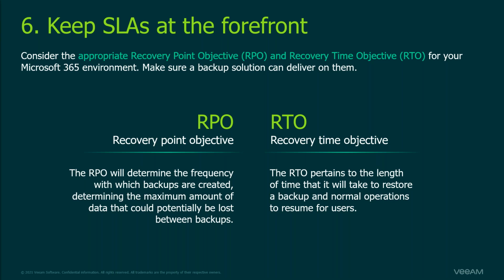The RTO pertains to the length of time that it will take to restore a backup and for normal operation to resume for users. So we will give you the guarantee, the assurance about the RTO, how quickly you can recover the data for your entire mailboxes. For example, if the on-premises Exchange server is down and you want to recover your entire mailbox onto the on-premises, you can recover the data as quickly as possible with the help of the Veeam application or the Veeam backup software.